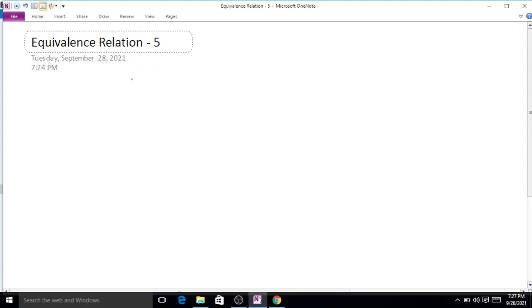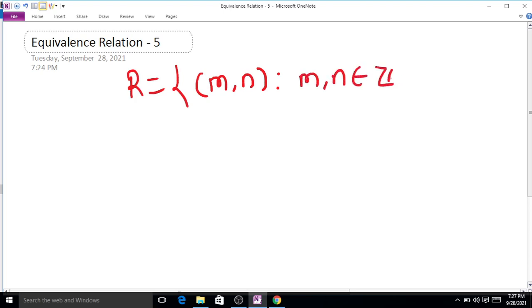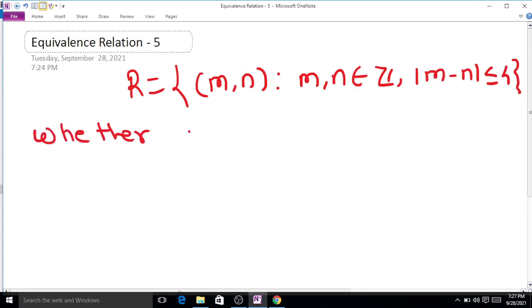Given the relation R, which is equal to the collection of all ordered pairs (m, n), where m and n are integers and the distance between m and n is less than or equal to 4, check whether R is an equivalence relation.